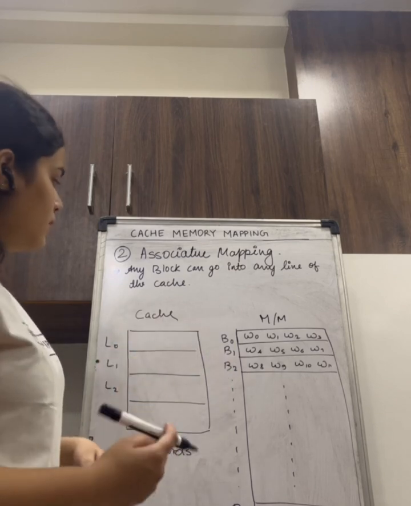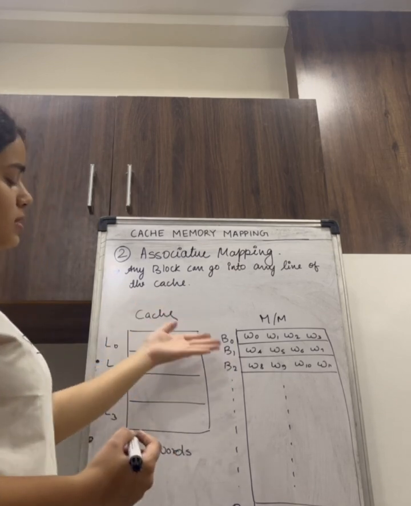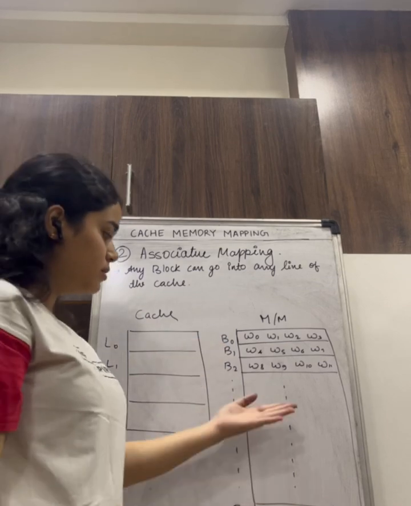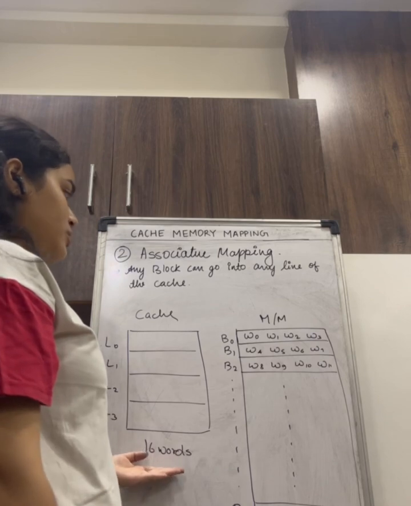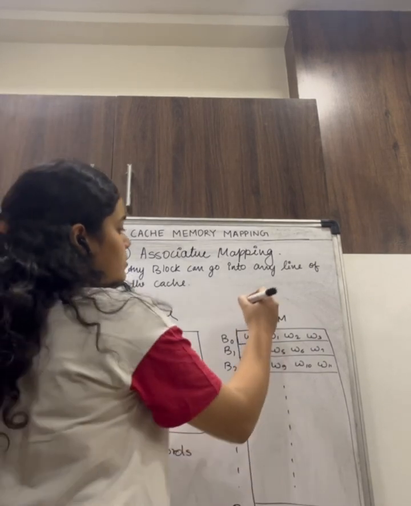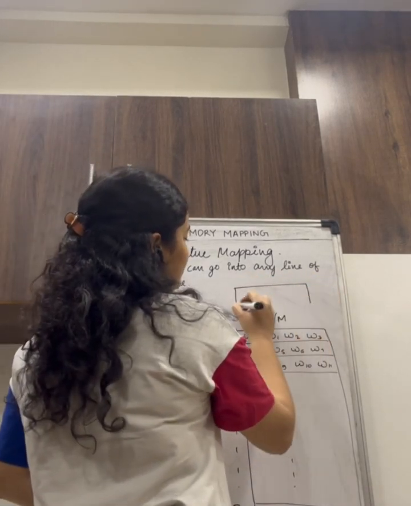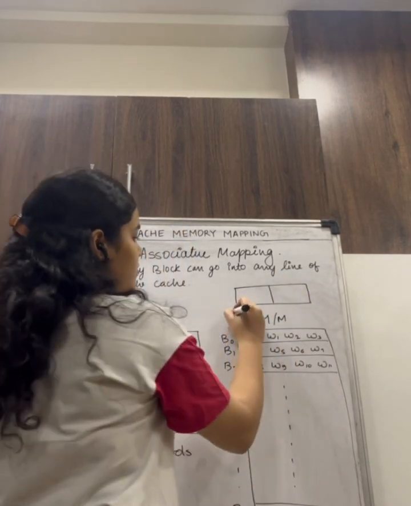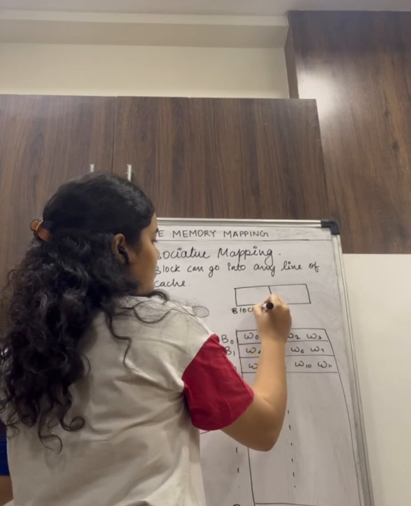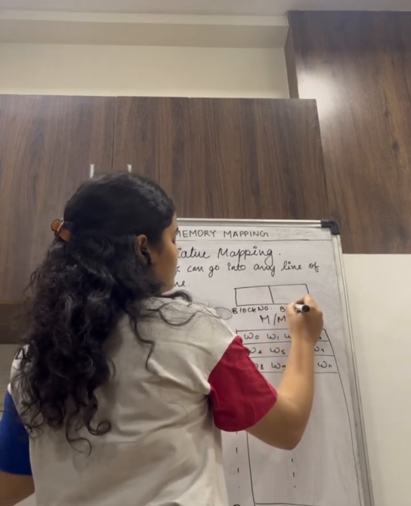So let's say we have a similar example. We have 128 words in the main memory and 16 words in the cache. So the 7-bit address will be represented in 2 fields: block number and block offset.